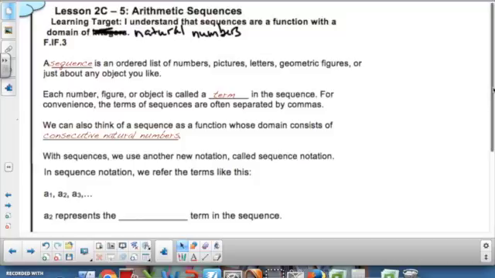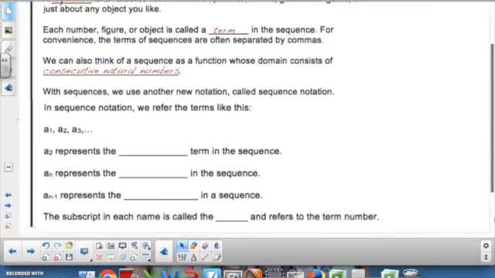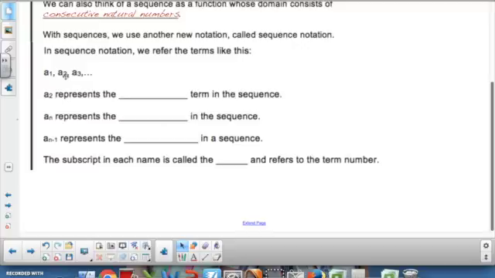Now there is a new notation we have to look at called sequence notation. In sequence notation, instead of using f of x or xy notation, we use something that looks like this. Each term has a number. So the first term is a sub 1, the second term is a sub 2, the third term is a sub 3, and so on. So a sub 2 represents the second term in a sequence. Using this notation, if you see something that looks like this, a sub n, that represents the nth term. Really, guys, that just means that's the unknown term that I want to find.